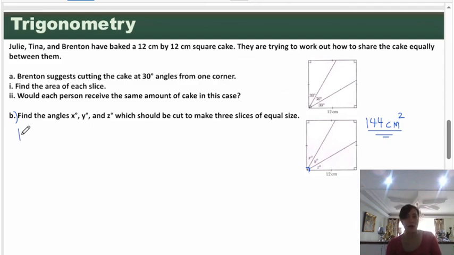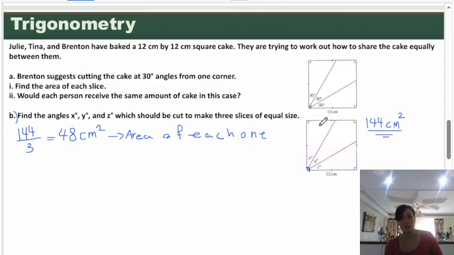So I say 144 divided by 3 gives me 48. The area of these 3 pieces would be 48 square centimeters. So the area of each piece, each one, is 48.